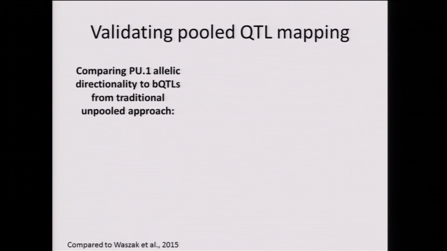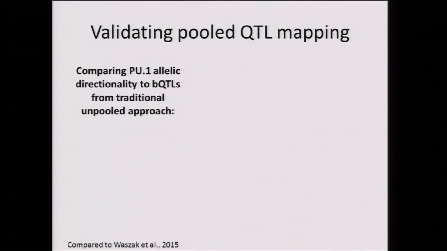So when we have a new method, it's a good idea to compare it to the standard method to see if we're actually in agreement. So there was one study that took 47 different individual LCLs and did ChIP-seq on each one of those. So this is the non-pooled approach that I referred to earlier. And they did this for one of the same TFs that we looked at, called PU.1. And so we can compare our results to theirs to see how well they agree.